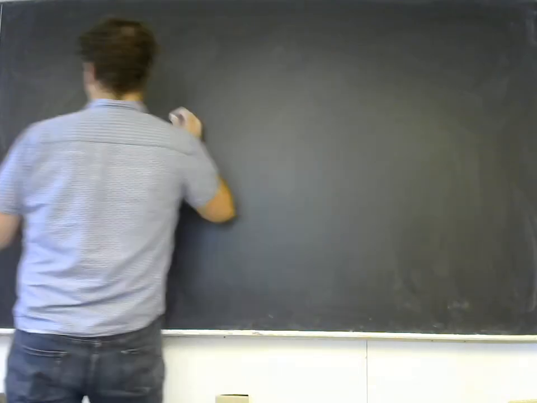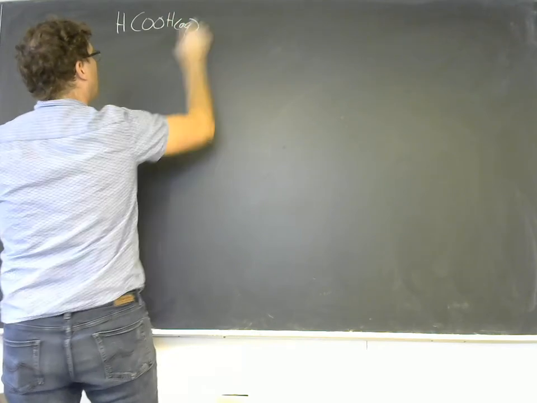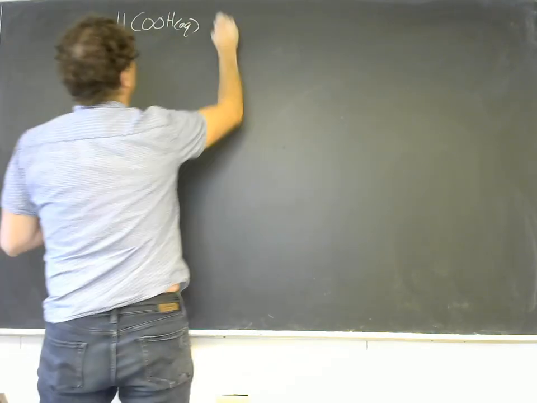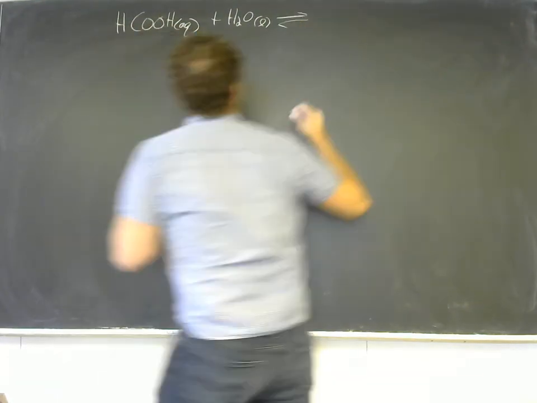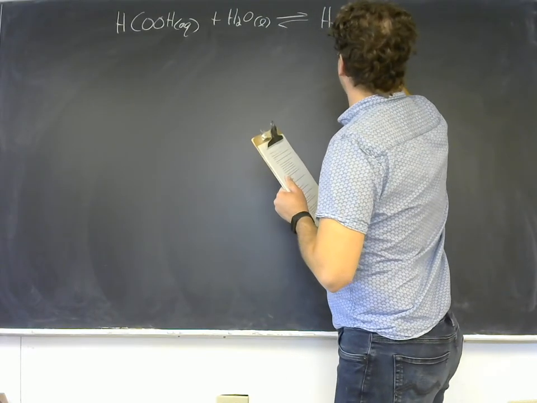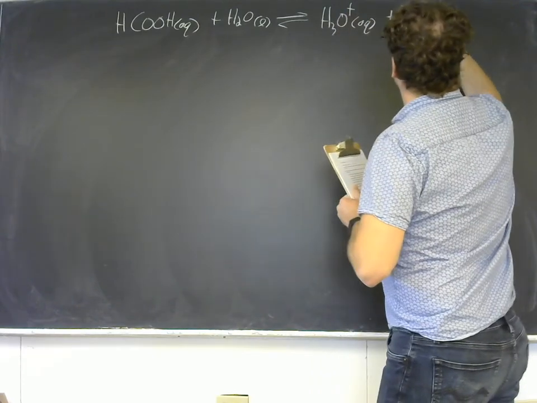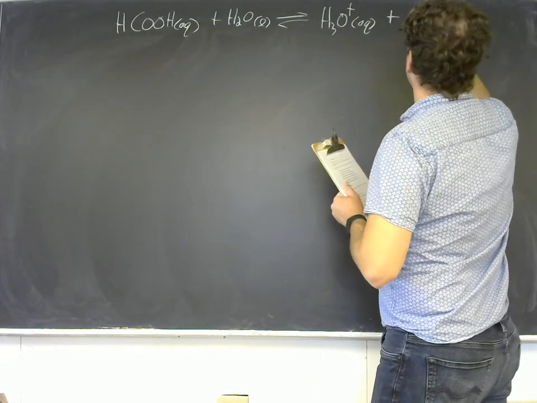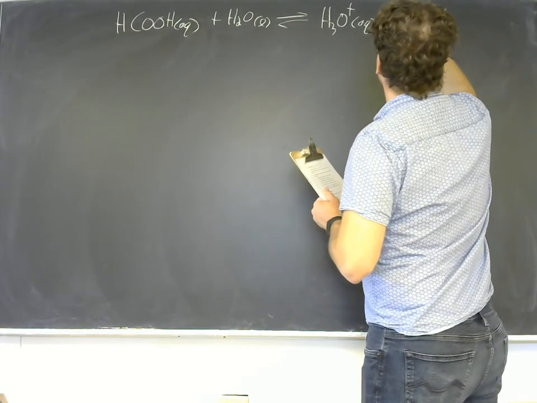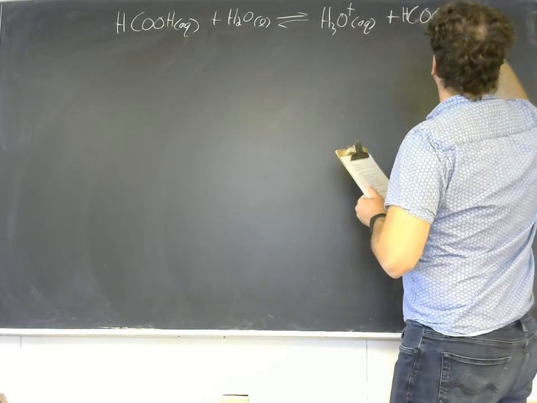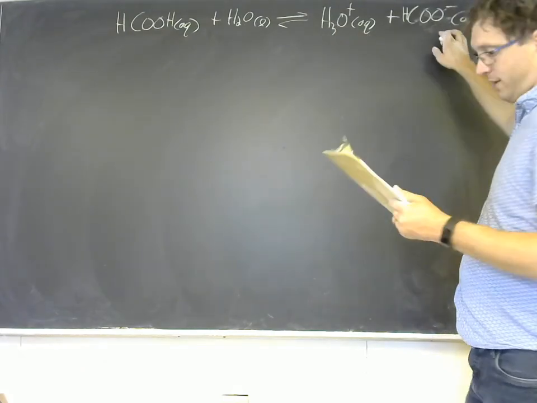Okay, so if we consider acetic acid reacting with water, that's going to produce H3O plus aqueous. Oh, that's not acetic acid. I apologize. That is formic acid. HCOO minus aqueous. Formic acid reacting with water to produce hydronium ion and formate ion.